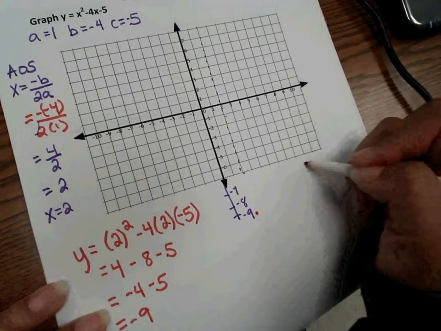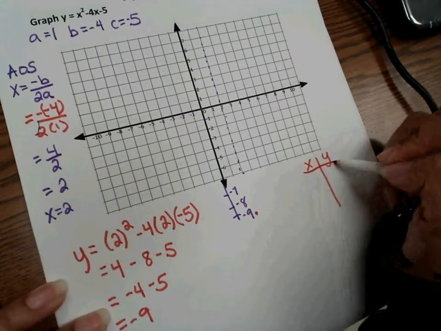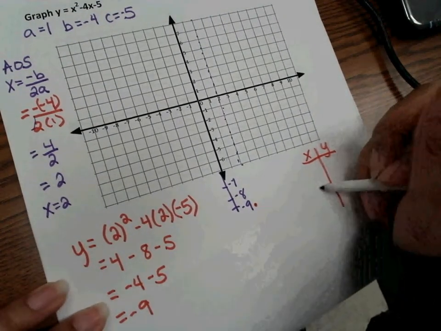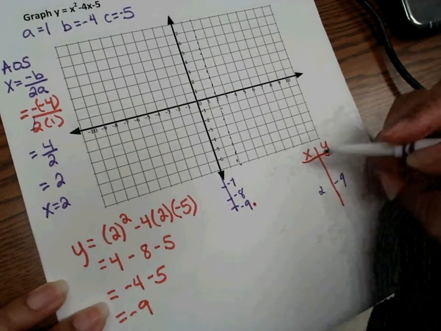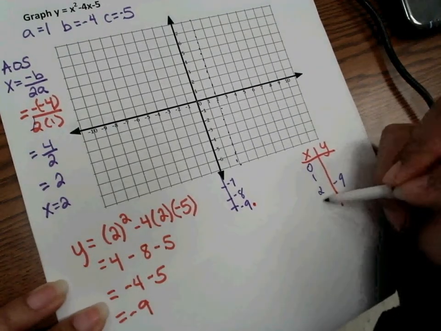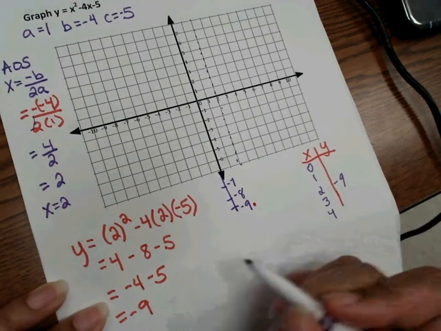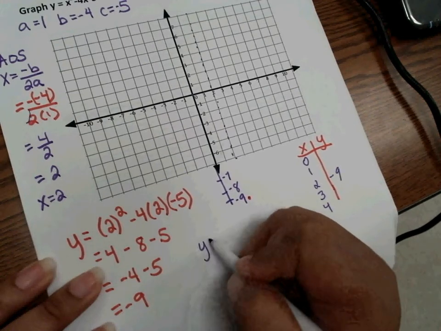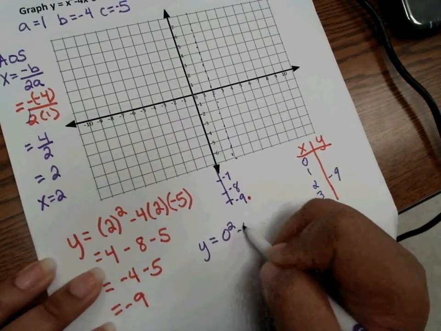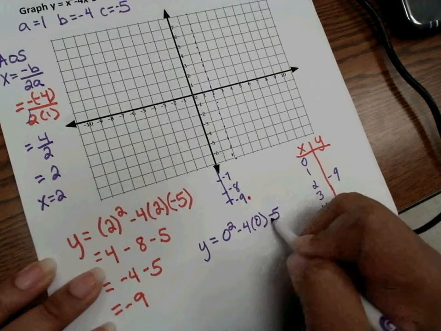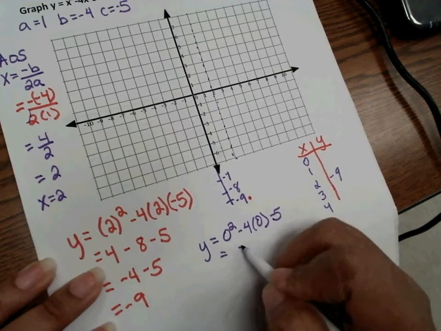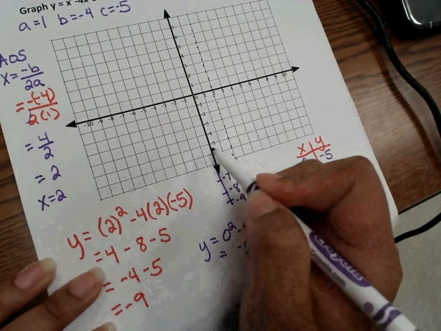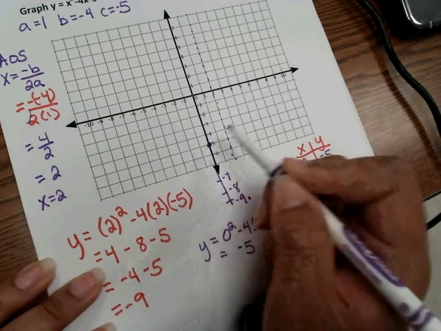So from here, remember, we're going to draw our x and y table. And we're going to use our point of 2, -9 as our middle. And I'm going to go 2 terms above and 2 terms below. And now I'm going to substitute. So I have y equals 0 squared minus 4 times 0 minus 5. Zeros cancel out, and we get -5. So we have 0, -5. So 0, remember, means that is on the y-axis. So we have 0, -5.